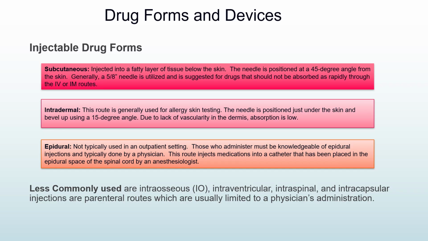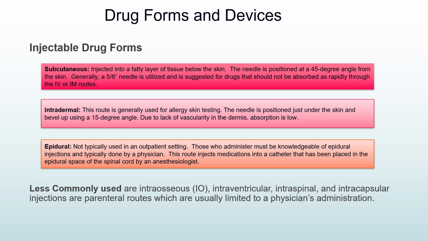Let's talk about injectable forms. So subcutaneous, this is injected into the fatty layer of the tissue below the skin. The needle is positioned at a 45-degree angle from the skin. Generally, a 5/8 needle is utilized and is suggested for drugs that cannot be absorbed rapidly through the IM or IV routes. Intradermal. This route is generally used for allergy skin testing. The needle is positioned just under the skin and bevel up using a 15-degree angle. Due to lack of vascularity in the dermis, absorption is low.